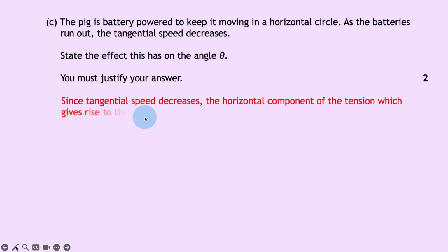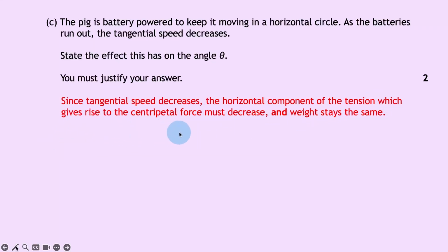Well, we could say that since tangential speed decreases, the horizontal component of the tension which gives rise to the centripetal force must decrease, and the weight stays the same. Therefore, the angle theta decreases. So you get a mark here for stating that the angle theta decreases, that's your conclusion, and you get a mark here for the justification, but make sure you mention this last part that weight stays the same as well in order to get the second mark.